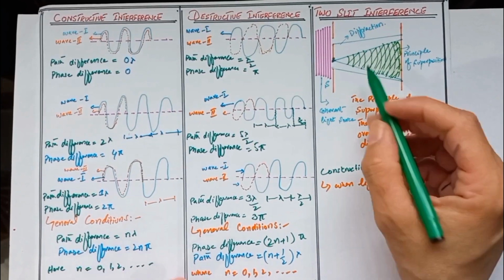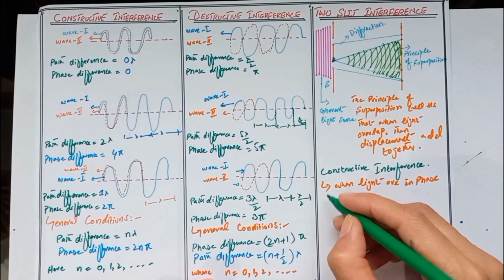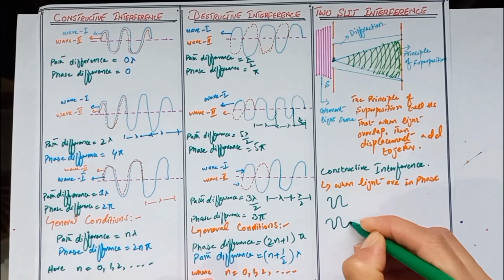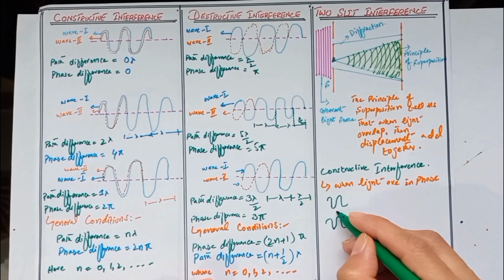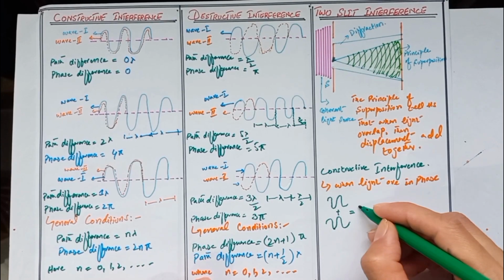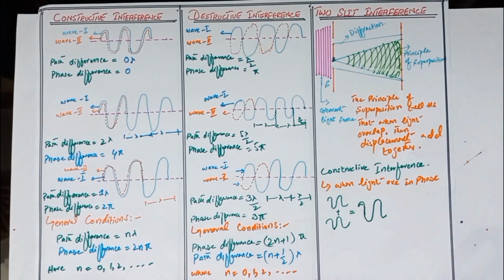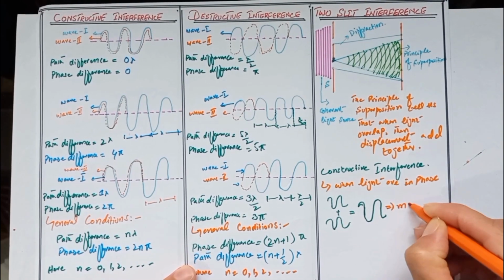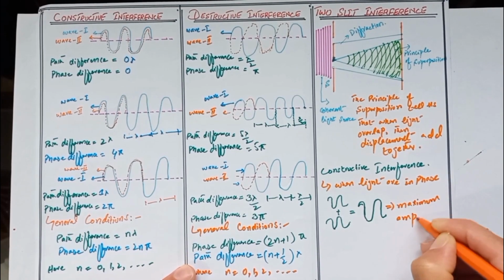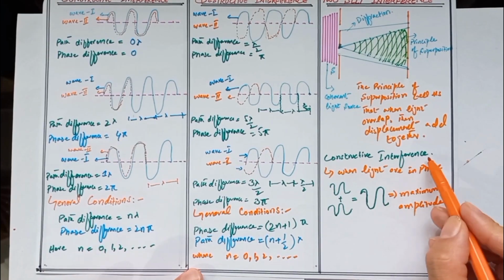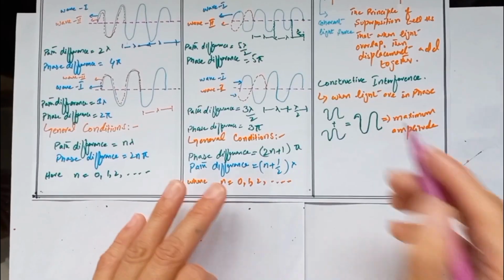Let's draw this process. Suppose we have two waves in which the crest falls on the crest and the trough falls on the trough. When we add them together, we get a resultant wave that has the maximum amplitude. This maximum amplitude is obtained when constructive interference happens. Here we discussed constructive interference.